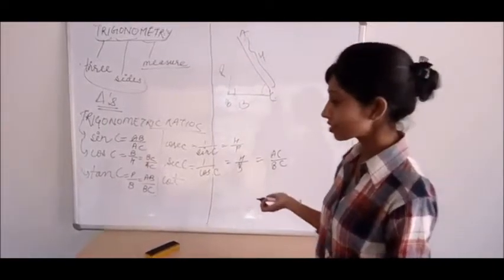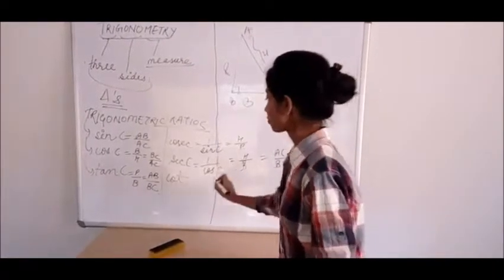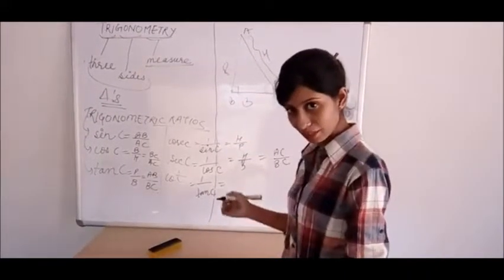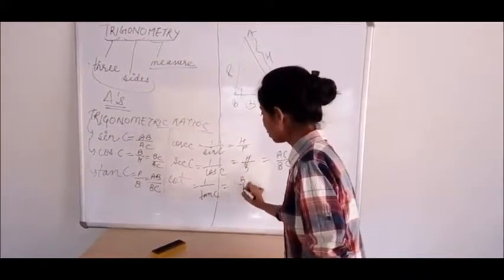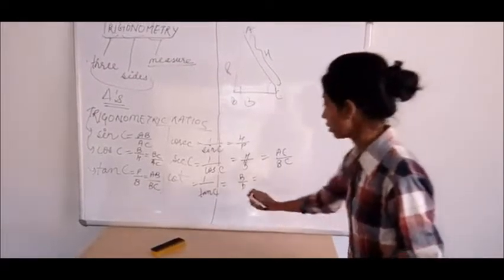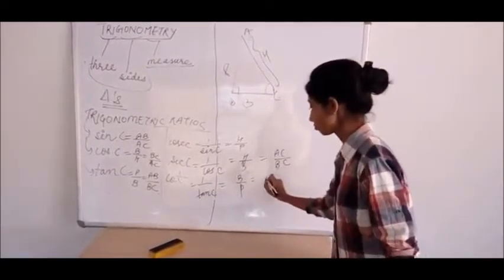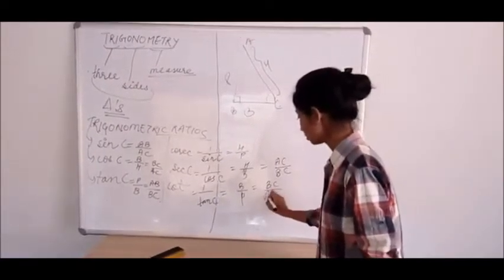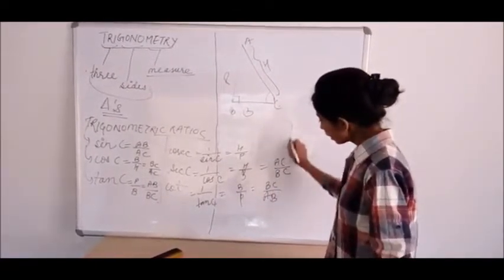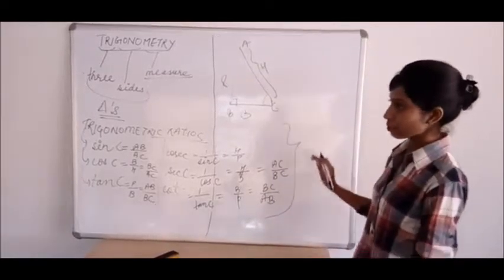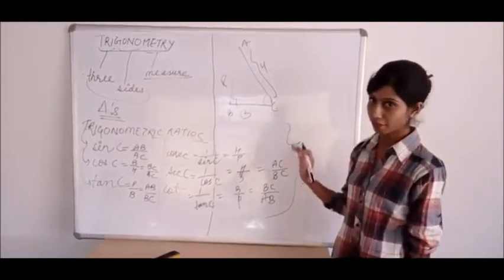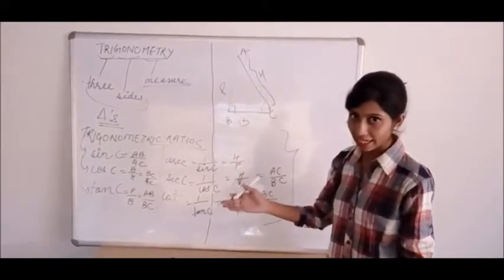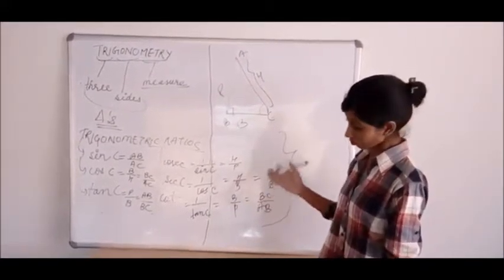Similarly, cot is the reciprocal of tan of C, meaning 1 upon tan C. It has the basic formula B upon P, base upon perpendicular. The base in our triangle is BC, and the perpendicular is AB. These are the 6 basic types of trigonometric ratios. We have seen sine, cos, and tan and their reciprocals.